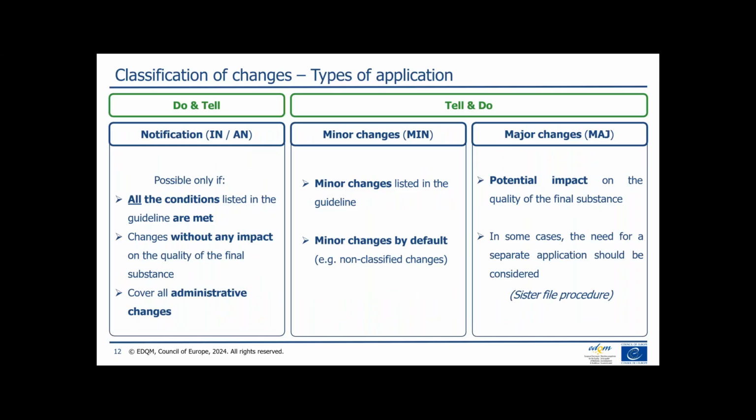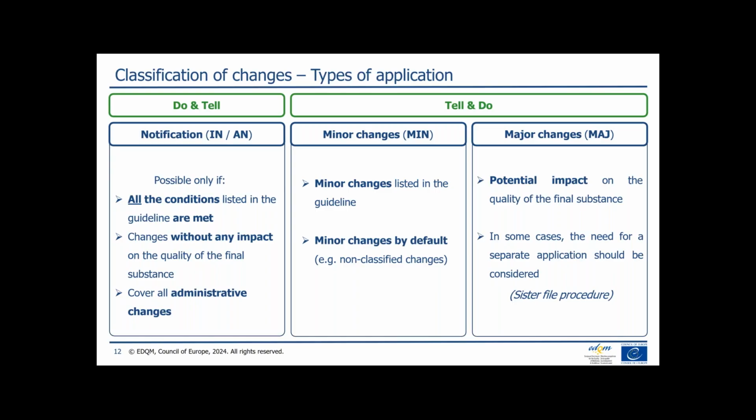Classification of changes. There are in principle two types of changes, do and tell, and tell and do. Notifications are most of the time do and tell. These are some administrative changes without any impact on the quality of the final substance, and you should only confirm in your application that all the conditions listed in the guideline for revisions are met. This is the do and tell principle.